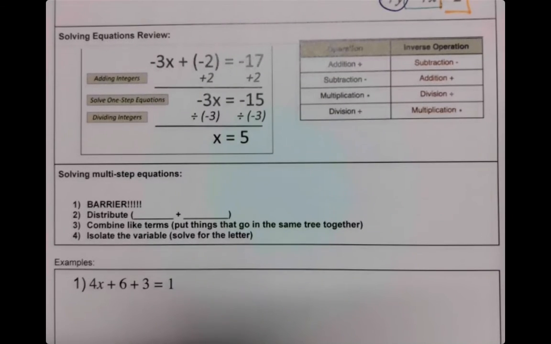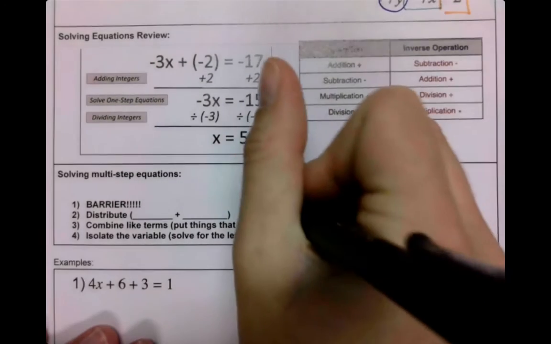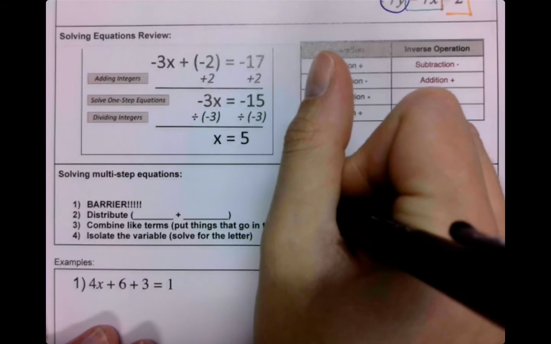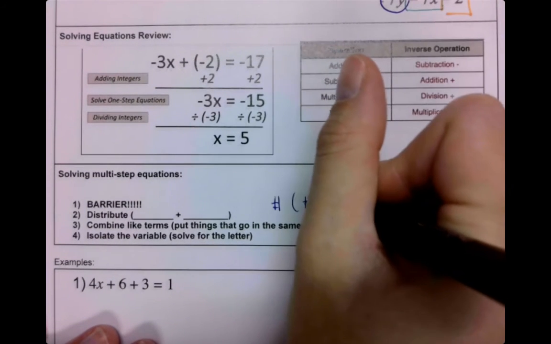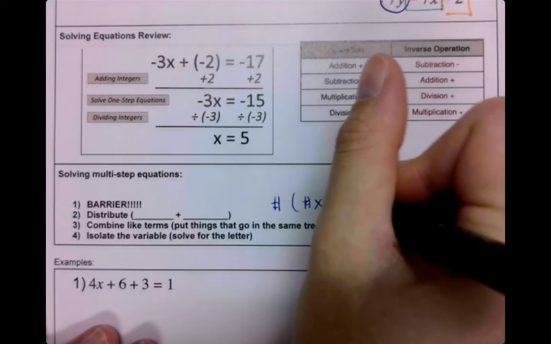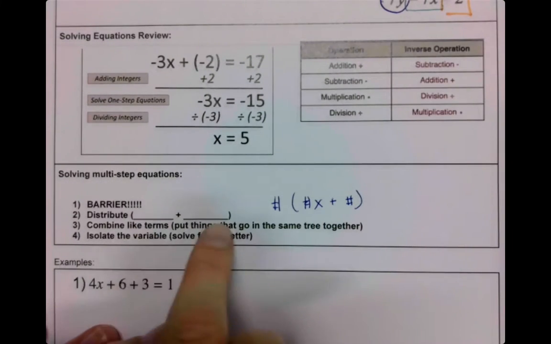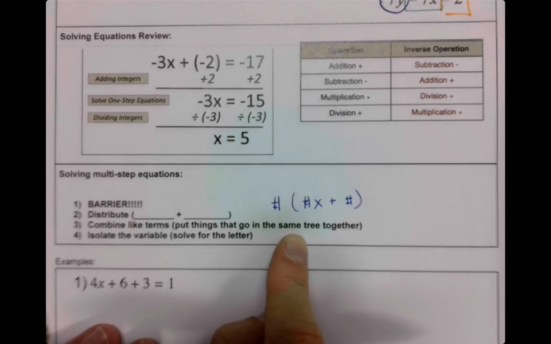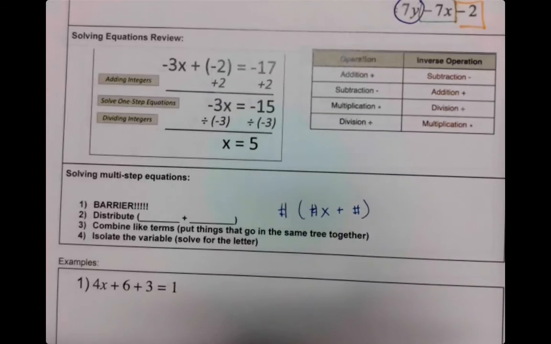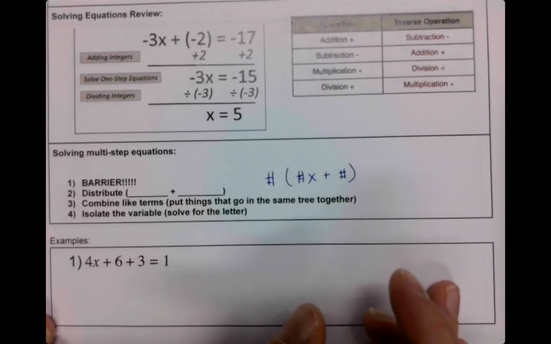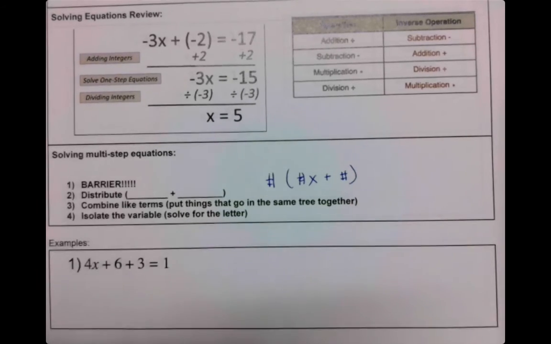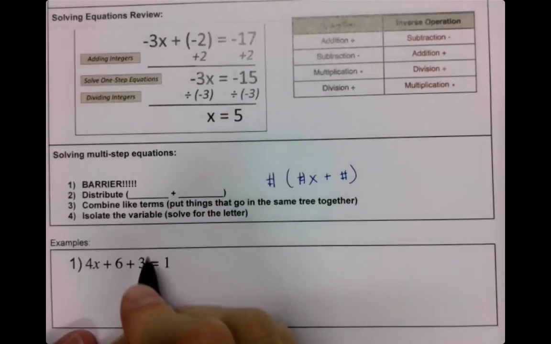Don't forget to do your barrier. If you see distribute, that's where we have a number on the outside, and then maybe a number and x on the inside plus another number on the inside. So that's where we do this whole thing. And then combining like terms, we're putting things that go in the same tree together. Isolate the variable is just solve for that letter. All righty? We are going to try one together.